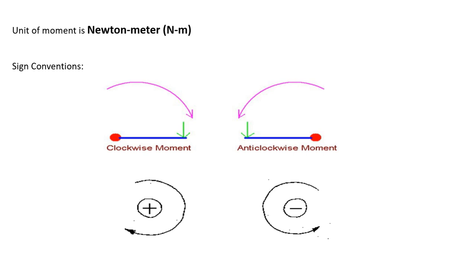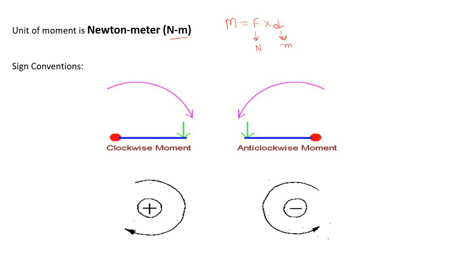The unit of moment is Newton meter. As we already know, moment is equal to force into distance. The unit of force is Newton and the unit of distance is meter, so the unit of moment will be Newton meter.